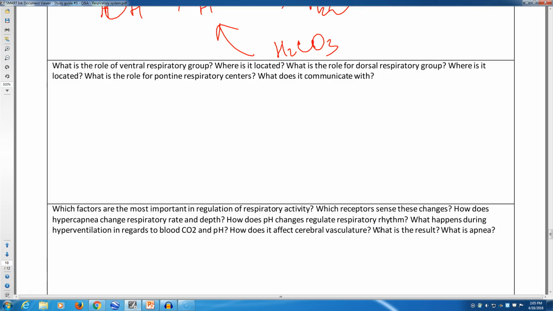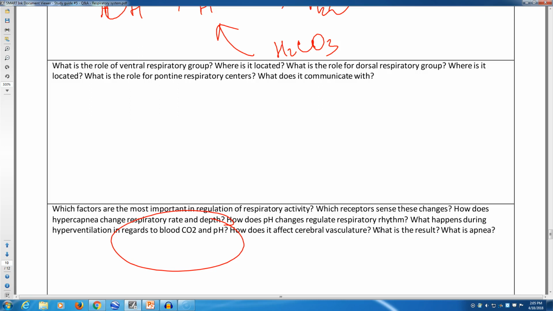Now, if we hyperventilate, I'm referring to this. If we hyperventilate, blood CO2 goes down, blood pH goes up. You need to review pH. Now, think about this. Acid, low; base, high. So, you get rid of CO2, you make it basic, pH goes up.